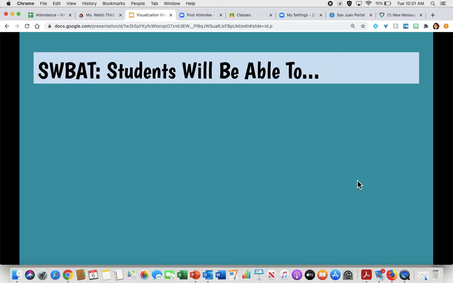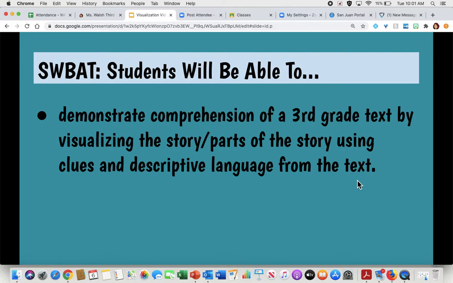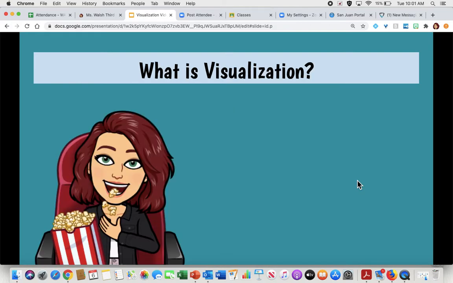So SWBAT: students will be able to demonstrate comprehension of a third grade text by visualizing the story or parts of the story using clues and descriptive language from the text. So basically, you are letting me know that yes, I can understand a third grade story by being able to create pictures about the story based off of what I read.